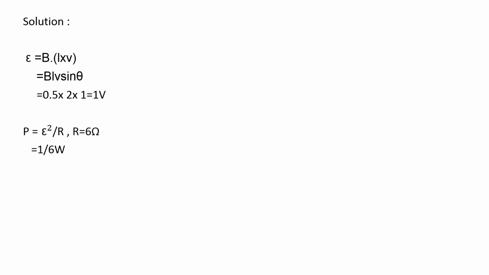Then power, you have to find the rate at which work is done, that means power, and the formula is epsilon square by R. Here the R value, resistance, is given: the ends of the wire are joined to a circuit of resistance 6 ohm, meaning R is 6 ohm. While substituting in this formula, epsilon is 1 and R is 6, so you get the value as 1 by 6 watt. So the answer is option C, 1 by 6 watt.